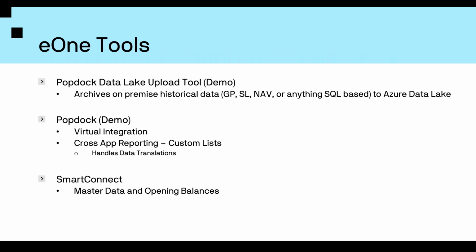So where do our E1 tools fit in? The two tools that we primarily use when we talk about historical data all fall under our PopDoc bucket. One of them is our PopDoc Data Lake Upload tool, which I'll provide a demo of shortly. What it essentially does is archive on-premise historical data. You'll notice that there's a handful of different options built within the tool where we can move data from Dynamics GP, Dynamics SL, NAV, or really anything that's SQL based, archive it to a data lake, and then we can surface that data using PopDoc, which you see below there, right inside of Business Central.